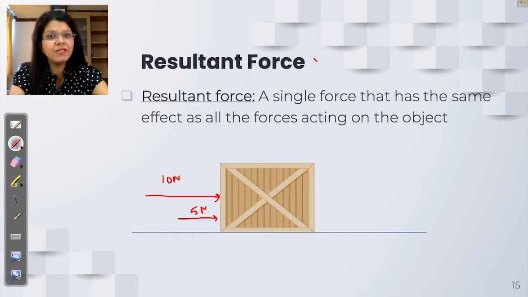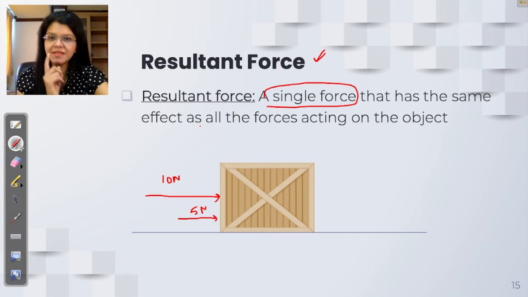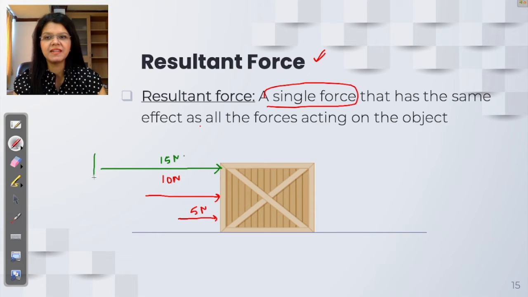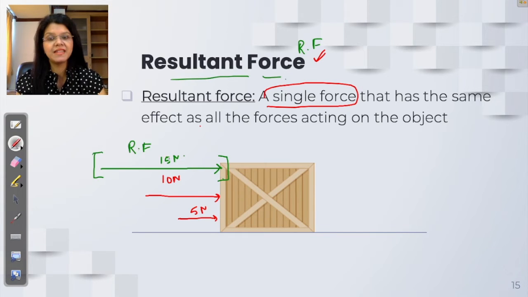So what is the resultant force? It is a single force that has the same effect as all the forces acting on the object. Because both the forces are applied in the same direction, the resultant is the sum of the two forces, right? So this cream arrow is your resultant, 15 newtons. Let's call it RF, resultant force. All right, resultant force is 15 newtons.